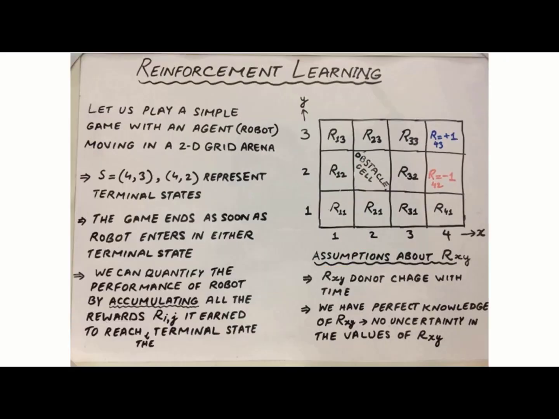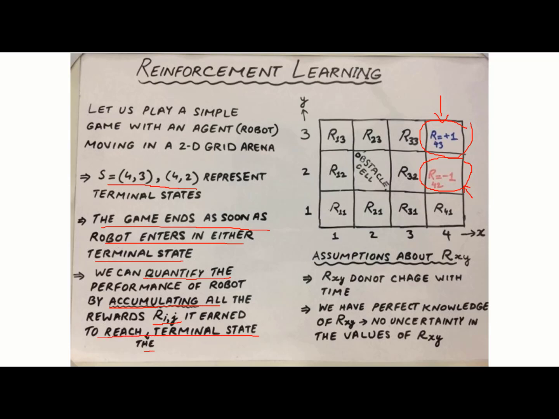The arena contains 2 terminal states at 4, 3 and 4, 2. So here and here, and they have their corresponding rewards. So in case of 4, 3, the reward is plus 1, and in case of 4, 2, the reward is minus 1. Now the game ends as soon as the robot enters either terminal state. And our job is to quantify the performance of the robot by accumulating all the rewards that the robot has earned to reach the terminal state.